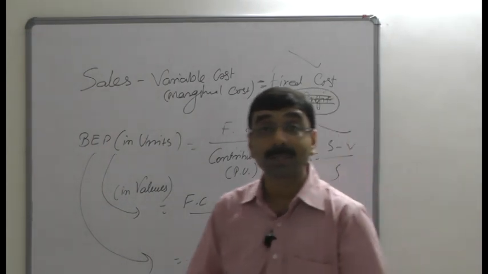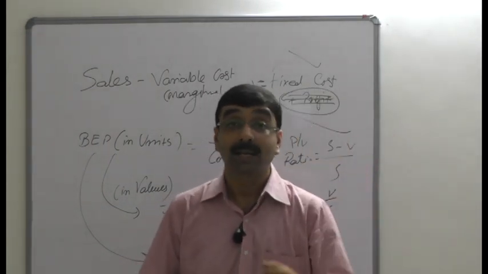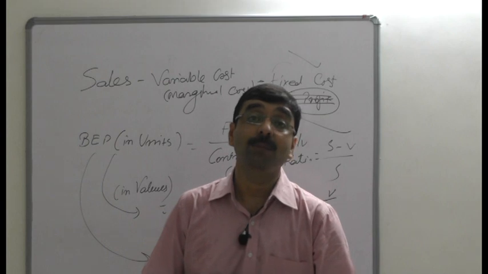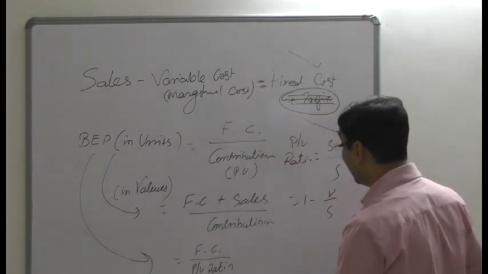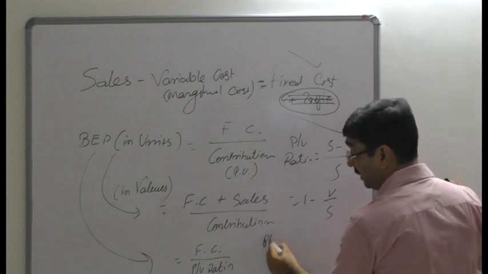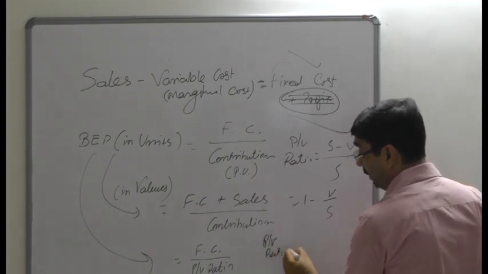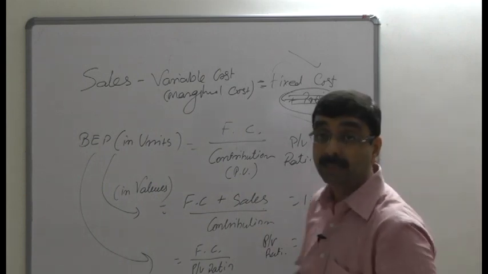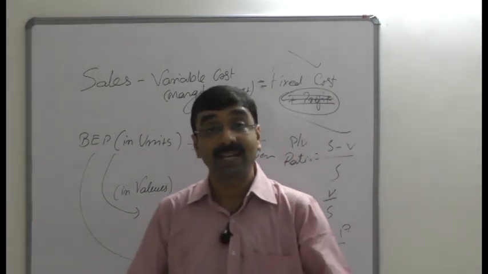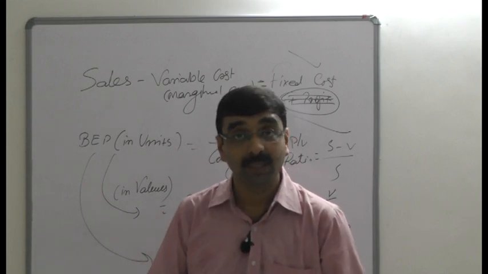V is the variable cost and S is sales. Another formula is also there, that is PV ratio is equal to fixed cost plus profit divided by sales. That is another formula which can also be used to find out the PV ratio.